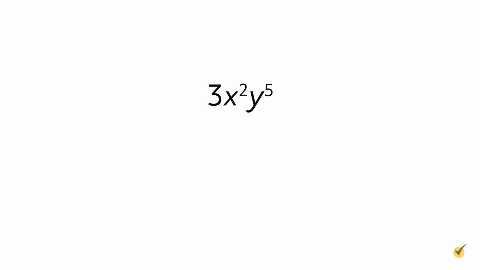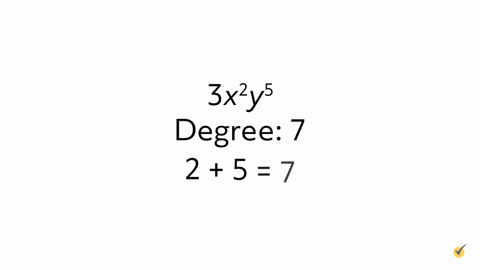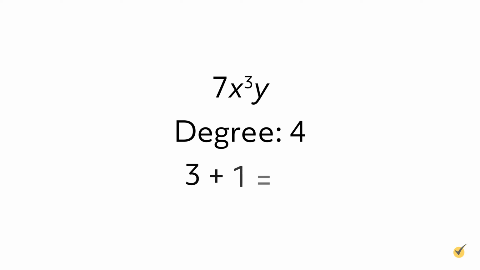For example, the polynomial 3x squared y to the 5th has degree 7 because we add the 2 in the x's exponent with the 5 in the y's exponent to get 7. Similarly, the term 7x cubed y has degree 4 because we add the 3 in the x's exponent with the understood 1 in the y's exponent to get 4.